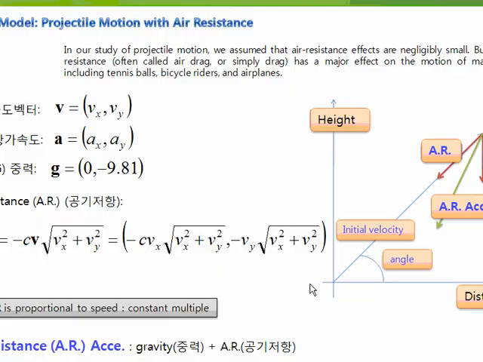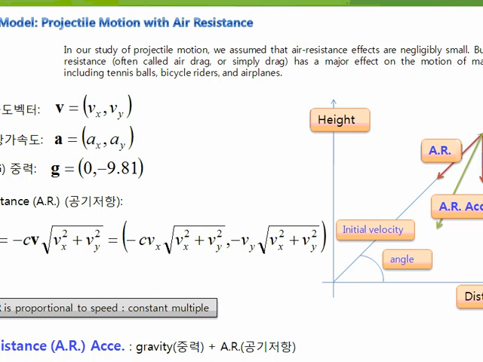So in addition to the velocity and the acceleration and the gravity, we also may have to consider the air resistance, which can be obtained by this vector in R2. So the acceleration with the air resistance should be obtained as the gravity plus air resistance. So gravity and air resistance in R2.